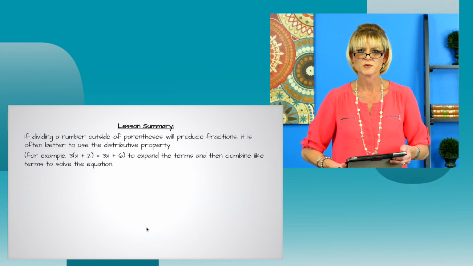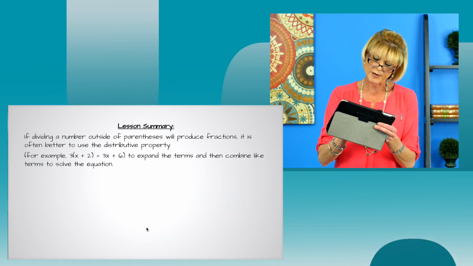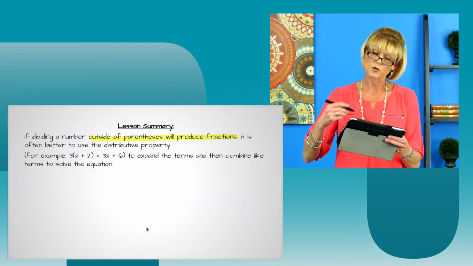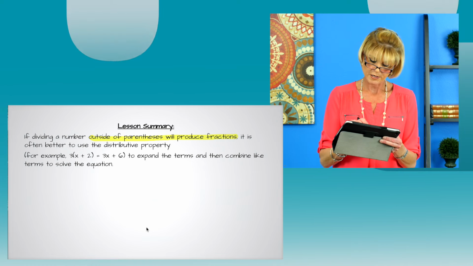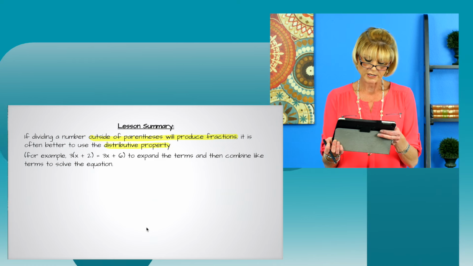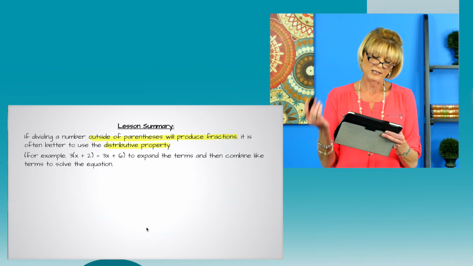Let's quickly summarize what we've learned in this lesson. If dividing a number outside of parentheses will produce fractions, it's often better to use the distributive property. And I'll highlight that. So for example, 3 times (x plus 2) equals 3x plus 6, to expand the terms and then combine like terms for the equation.